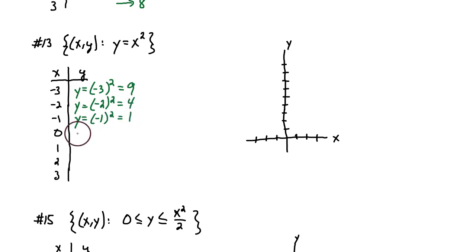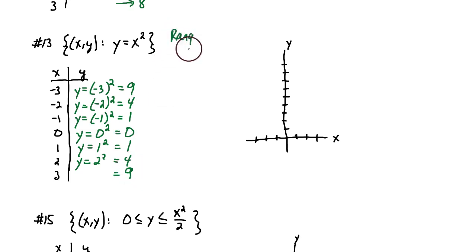That makes 1. Fill in 0 and square it. That makes 0. Fill in 1 and square it. That makes 1. Do you see a pattern starting to develop? This makes 4. This next one makes 9. Let's get our range. What are all of the second coordinates, all of the y values? We had 0, 1, 4, and 9.